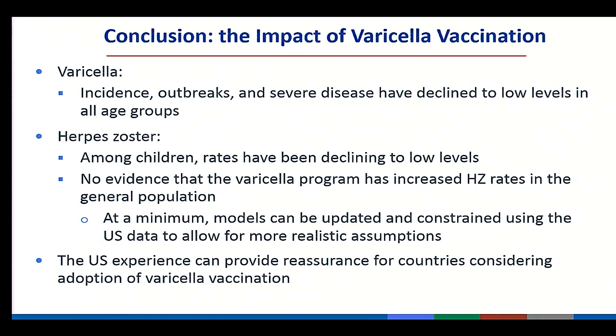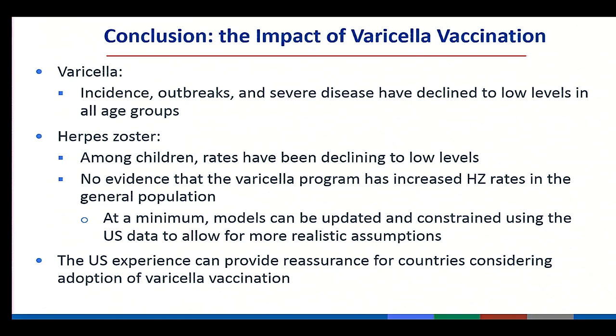So in conclusion, what are the impacts of U.S. varicella vaccination? In terms of varicella, incidence, outbreaks, and severe disease have all declined to record low levels in all age groups. In terms of zoster in children, rates have declined to very low levels, although I haven't presented data to you on this aspect. In terms of zoster amongst adults, there's no specific evidence that the varicella program has increased zoster rates in the general population. The epidemiology does seem to be changing, and we can't explain why, just as we cannot explain what distinguishes persons who experience zoster from those who don't.